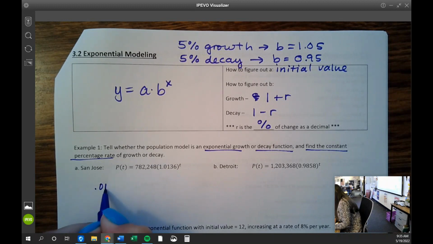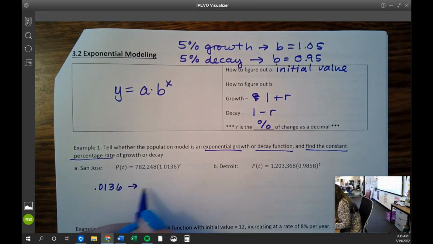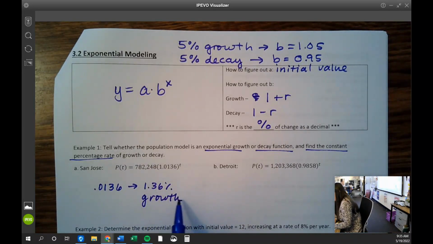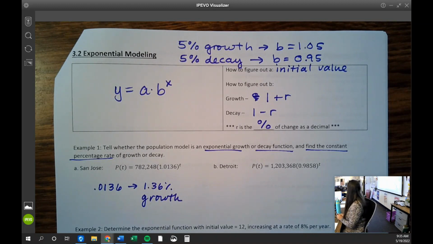So 0.0136 really means 1.36%, and this is growth. It doesn't mean 0.0136%, it means 1.36%.